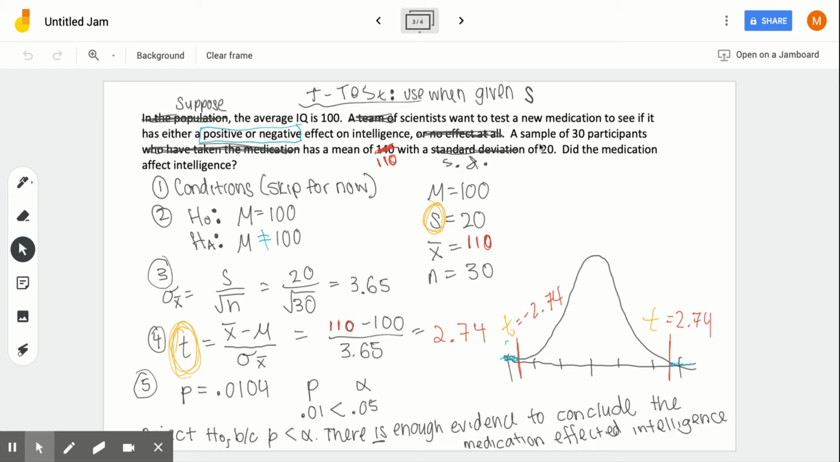because right here, when it talks about the standard deviation, if you guys can see right here, it's 20. It's referring to the sample. It says a sample of 30 participants has a mean of 110 and a standard deviation of 20. That means that this number is S, the standard deviation of the sample. So you would put that here. Your X bar is the mean of the sample, which is 110. Your overall mu is 100, and then your N is 30.